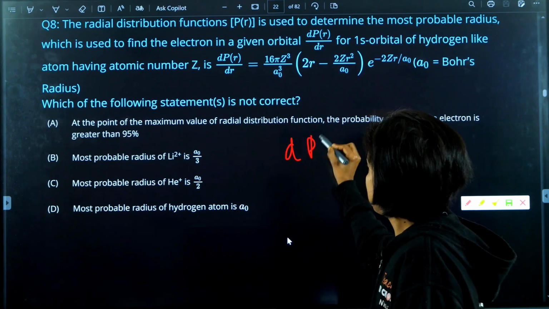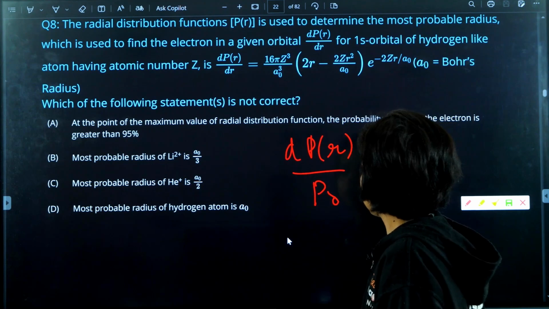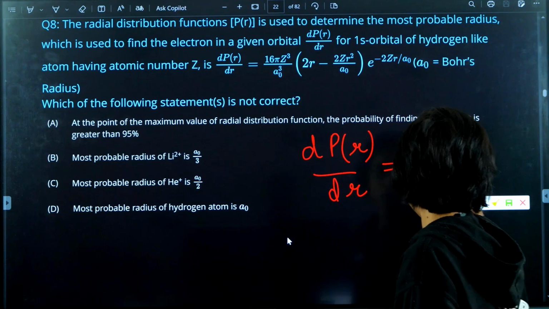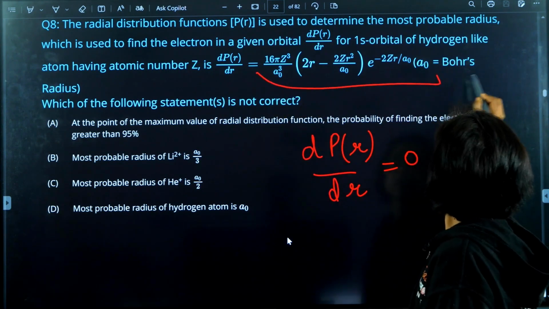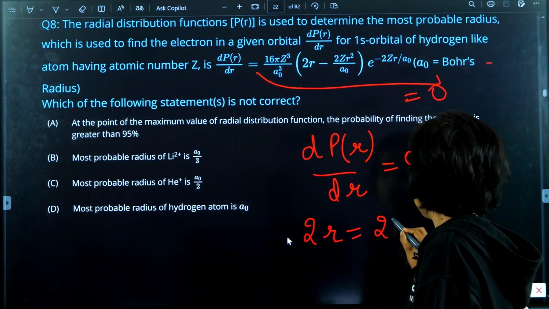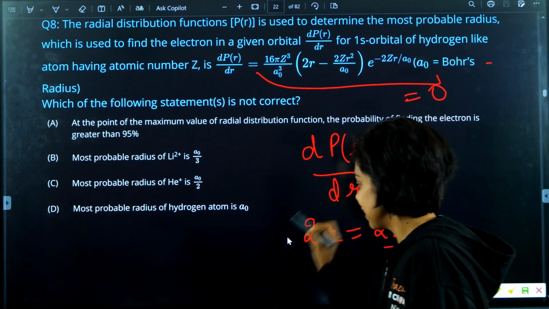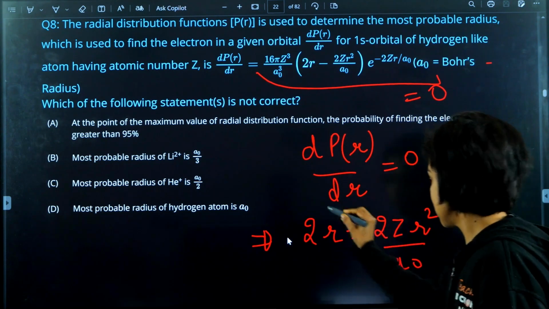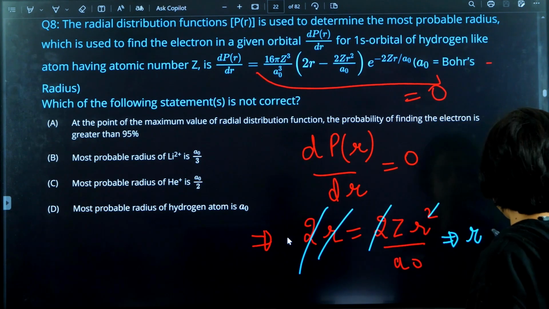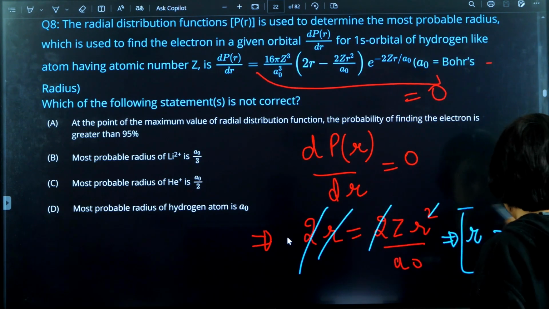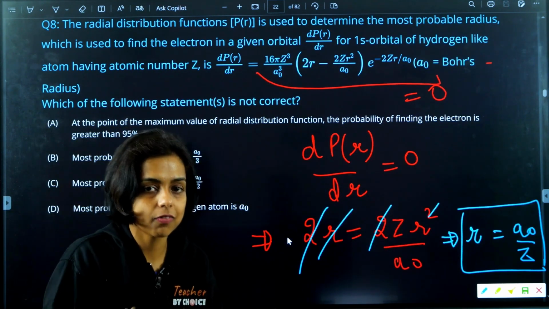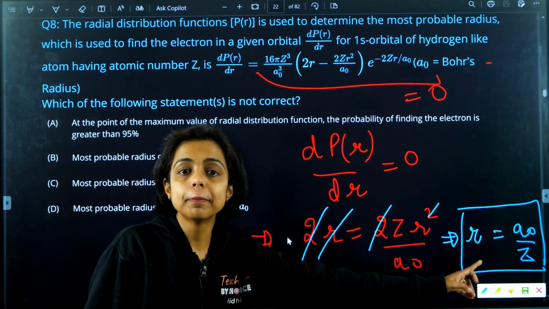So to get the maxima, I will put dP by dr equal to 0. Very simple. So this entire term becomes equal to 0. What you will get is 2r is equal to 2Zr square over a naught after putting the entire term equal to 0. So from this I can get r is equal to a naught by Z, for the most probable radius, the maximum peak of finding the electron. So r is equal to a naught by Z.